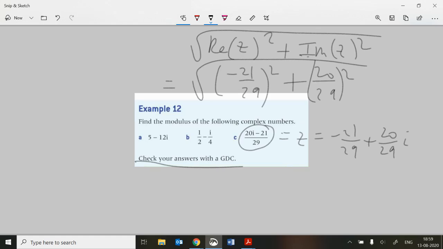Now check your answer with your GDC. Well, you can set up complex numbers on your GDC, and then you can take the modulus of those things as well, and it's all pretty straightforward. I'm not actually going to deal with that at the moment, but have a play around on your normal scratch pad. You can make complex numbers, and you can find the modulus of them as well, and those functions are defined on your calculator, so you won't have to actually do this.